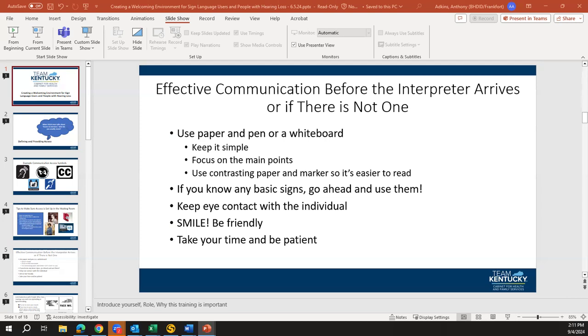But anything that you're writing, make sure that you keep it kind of simple and to the point. Use that paper or note just for ease of communication. Make sure that it's written clearly and concisely.